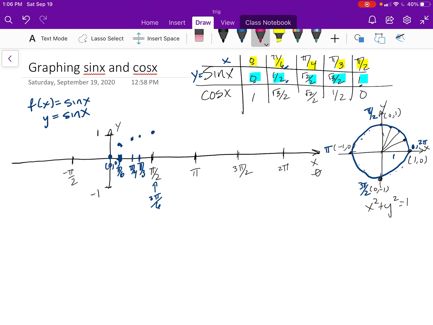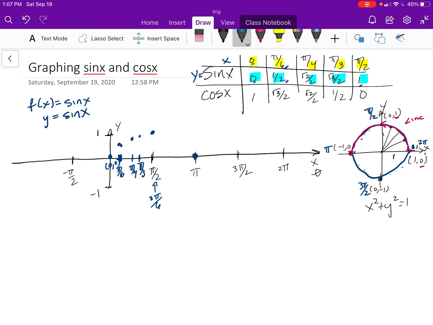Sine corresponds to the y value. So as we move from the angle 0 to pi, our angle is increasing. The y value increased from 0 to 1, but now as we go to pi, our y value is dropping from 1 back down to 0. So it's going from 1 all the way down to 0 here.